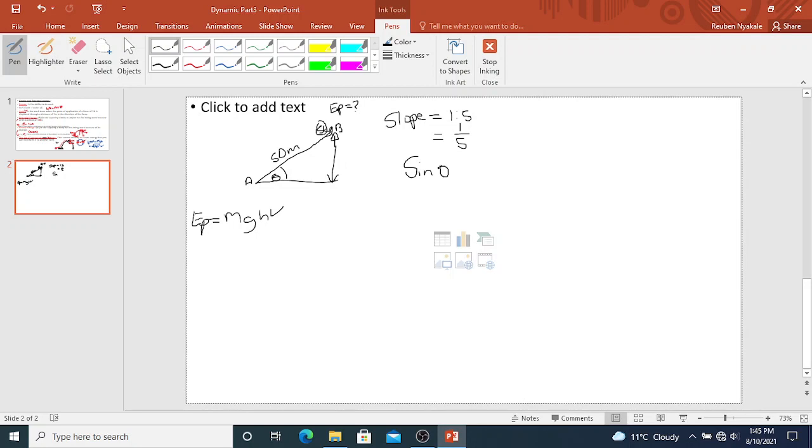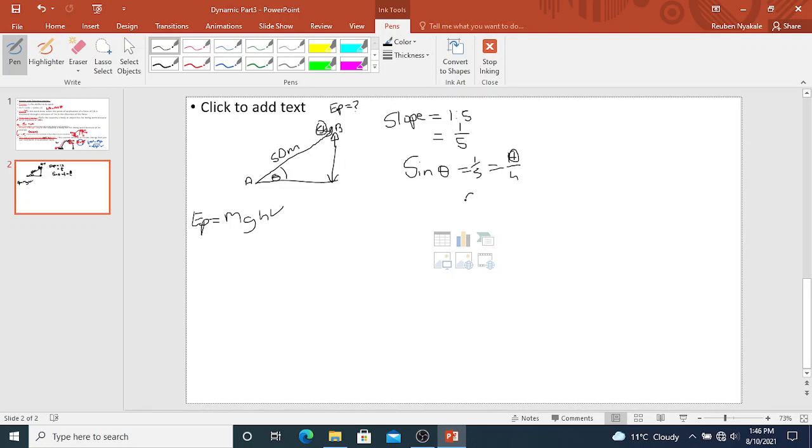Sine theta equals 1 is to 5, that we know. But we know that sine is opposite over hypotenuse. We are having opposite, that is the height, over hypotenuse. Let's write O there. We are looking for O, opposite over hypotenuse, H.